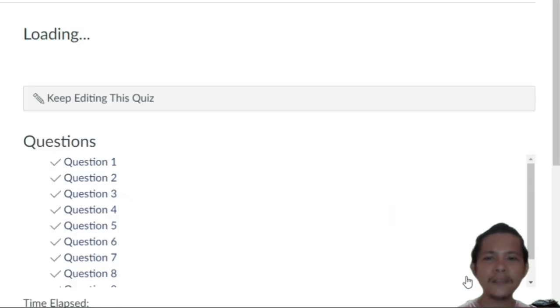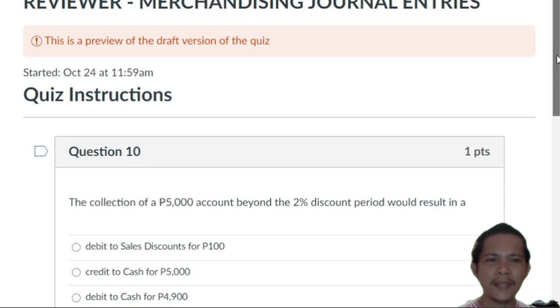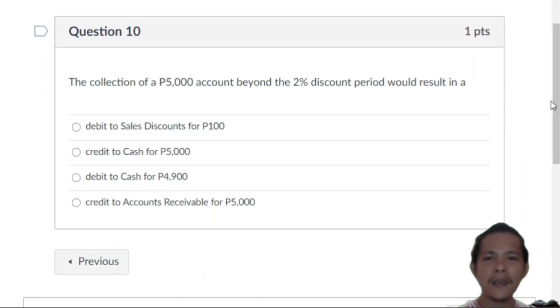Proceed tayo sa last question. Question number 10. The collection of a 5,000 pesos account beyond the discount period would result. O eto, collection naman. Hindi inavail ni customer yung sales discount. So, magkano ang babayaran? 5,000. Debit cash, credit accounts receivable.